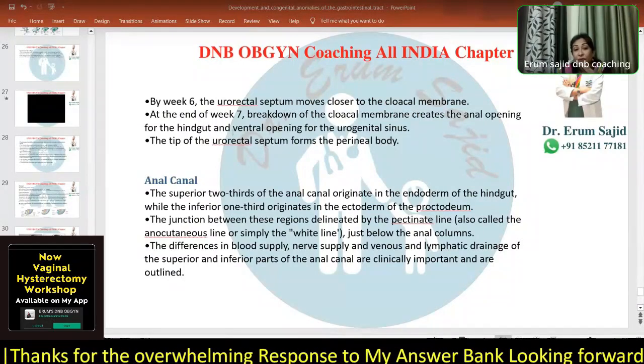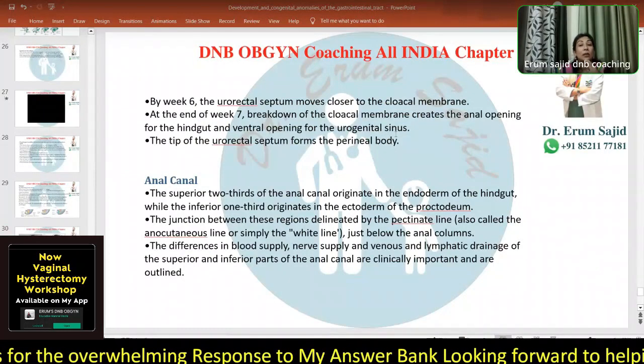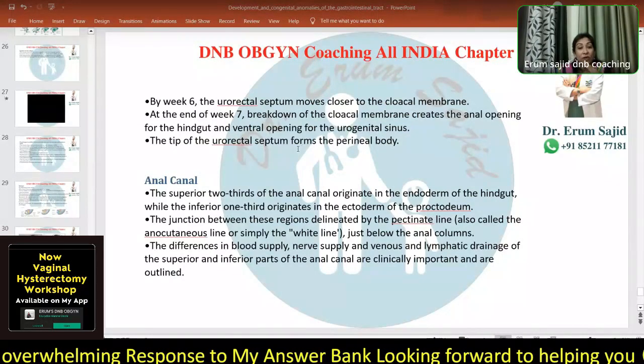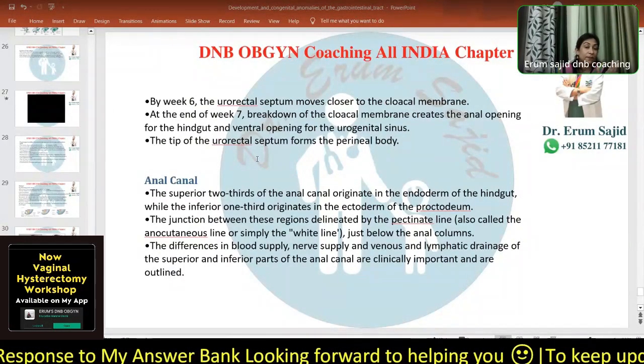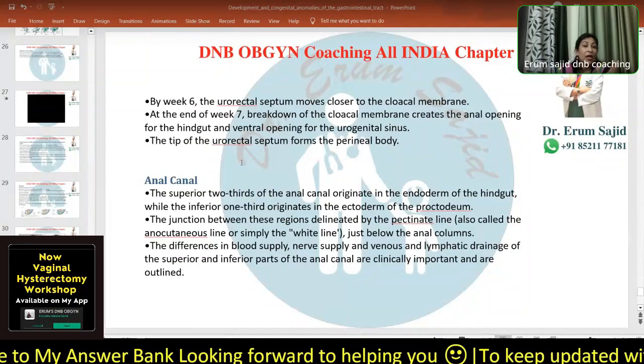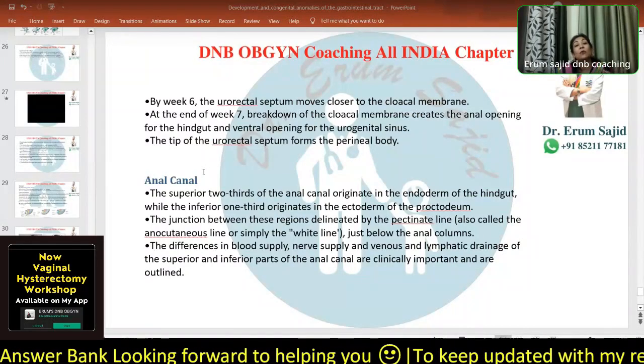So by the end of the 7th week, there's a breakdown of the cloacal membrane, which creates the anal opening of the hindgut, and the ventral opening is there for the urogenital sinus. The tip of the urorectal septum forms the perineal body.